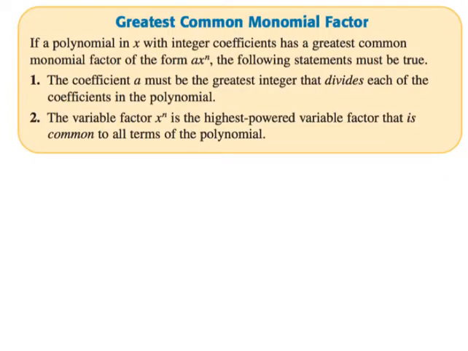So our greatest common monomial factor is defined in this way. If a polynomial in x, meaning x is the variable term, has integer coefficients, then the greatest common monomial factor of the form ax to the n must meet the following 2 statements. The coefficient a must be the greatest integer that divides each of the coefficients in the polynomial, and the variable factor x to the n is the highest powered variable that is common to all terms of the polynomial.